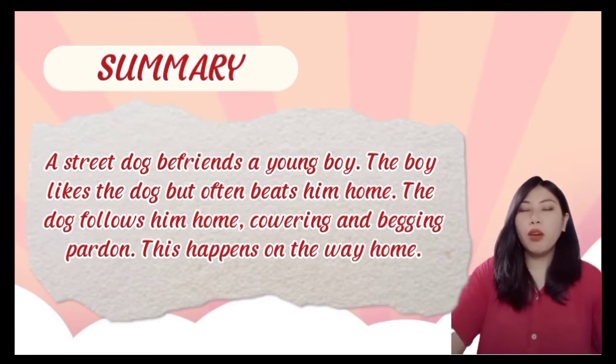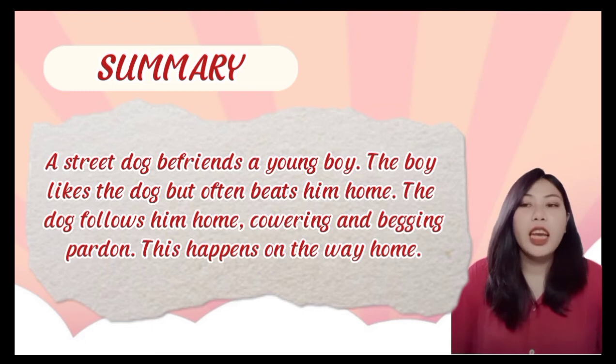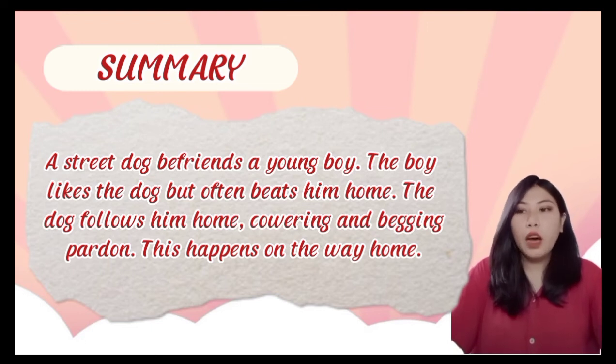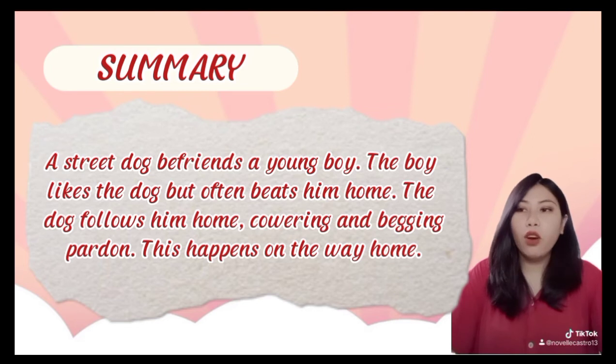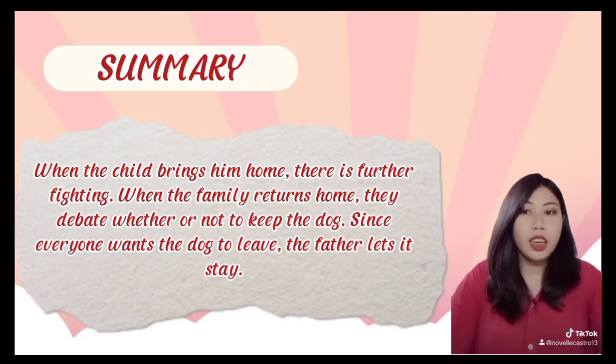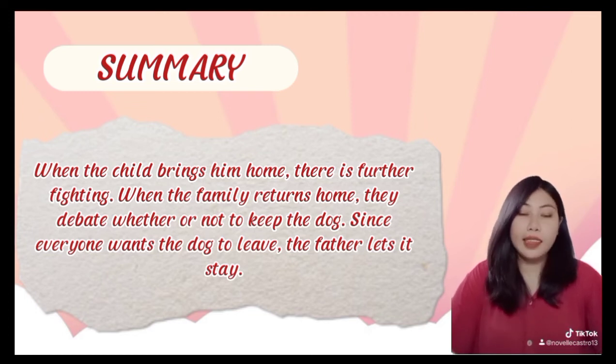In the summary of A Dark Brown Dog, a street dog befriends a young boy, and the boy likes the dog but often beats him home. The dog follows him home, cowering and begging pardon. This happened on the way home. There is further fighting. When the family returns home, they debate whether or not to keep the dog. Since everyone wants the dog to leave, the father lets it stay.